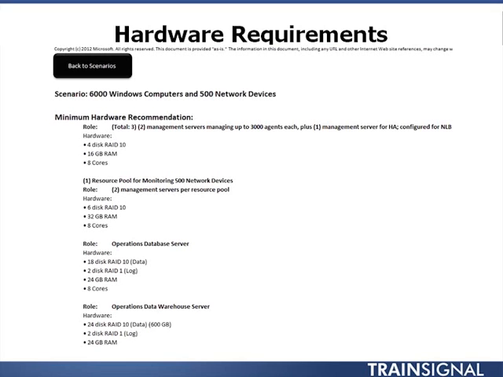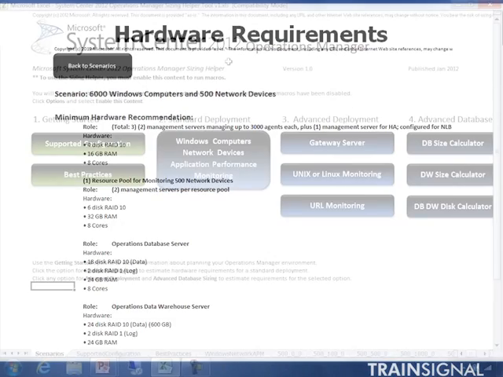Then we have the operations database server and the operations data warehouse server. And again, you're going to see that there's pretty hefty requirements here as well: 18-disk RAID 10, 2-disk RAID 1 for log, 24 gigs of RAM each, 8 cores. These are relatively significant requirements for using Operations Manager to monitor the environment. I'm going to go over to the tool from a fresh start so you can see how it works.